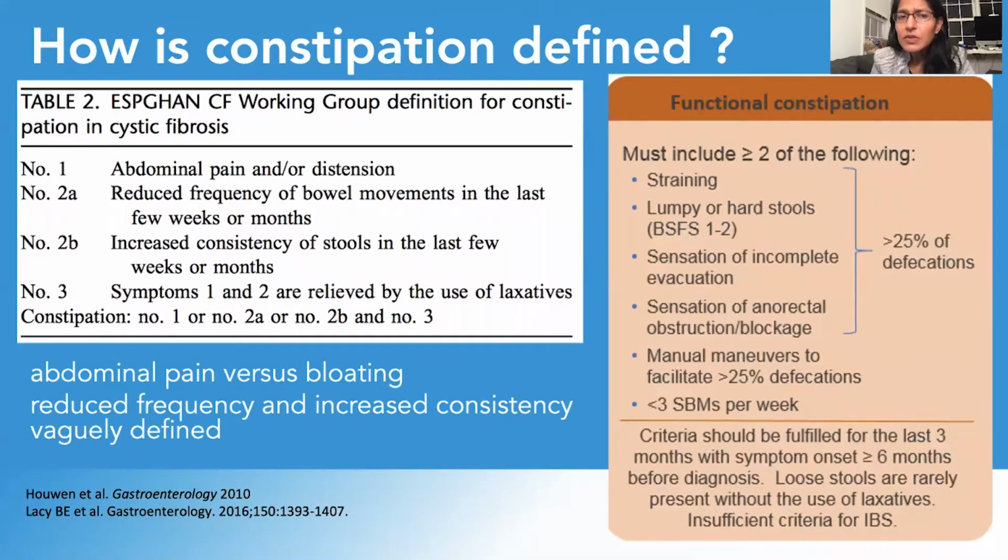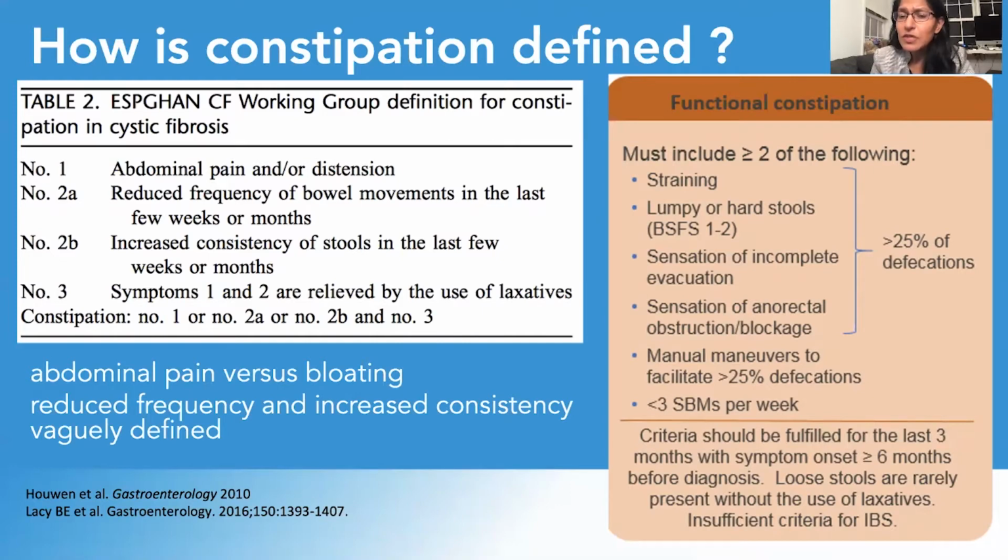The difficulty in using this definition is that it's hard to distinguish between abdominal pain versus bloating, and it's hard to operationalize reduced frequency and increased consistency. In the non-cystic fibrosis patients, the common criteria that are used to diagnose functional constipation are actually the Rome 4 criteria. And I'll go over those with you now.